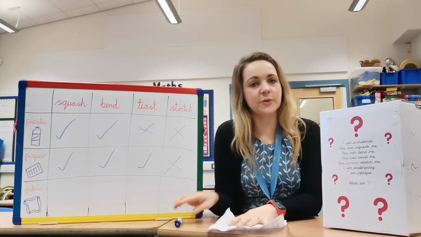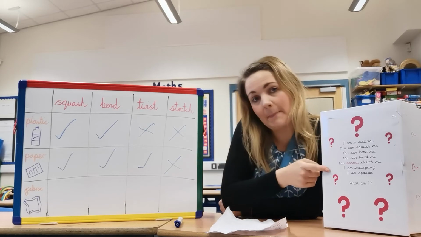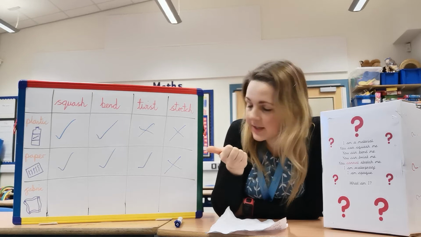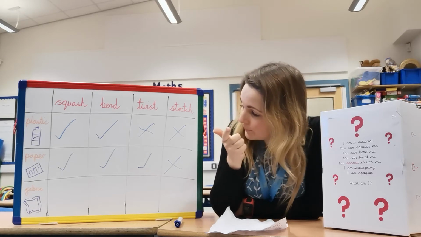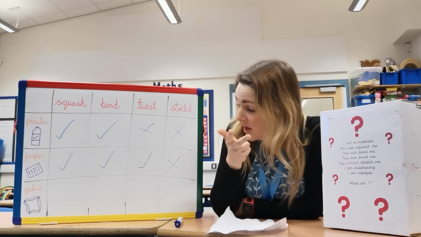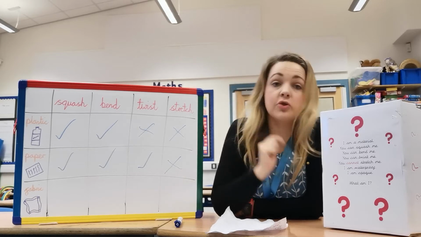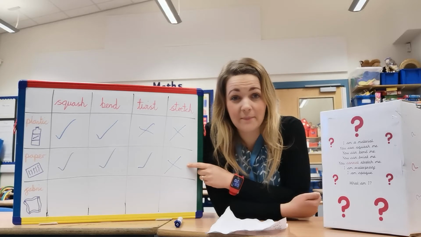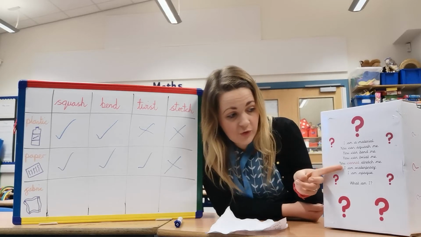So let's go back to the riddle. Does the paper match what it says here? You can squash me. Yeah, I've got a tick. You can bend me. Yeah. You can twist me. Yeah. You cannot stretch me. Now look, I put a cross, so maybe it is paper in there. There are 2 more things though.